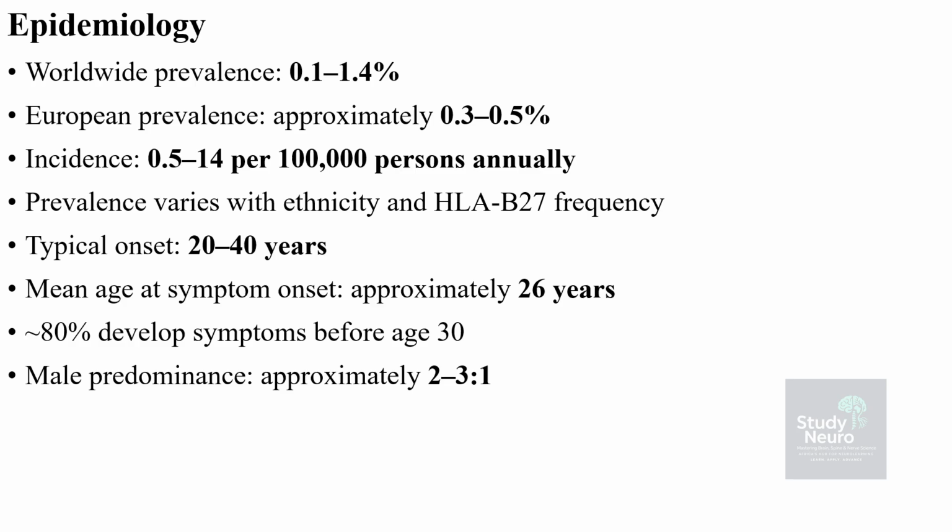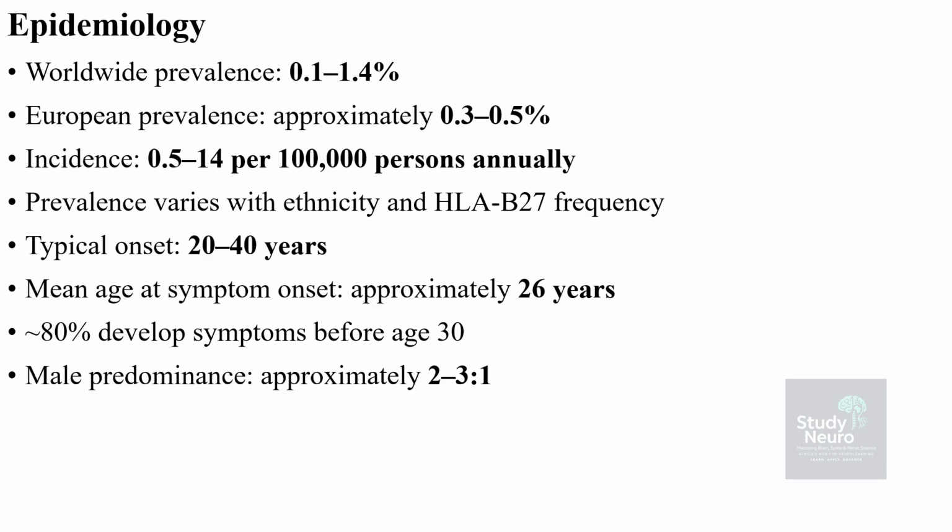The disease usually begins in early adulthood, with symptoms most often appearing between 20 and 40 years of age, and a mean onset of about 26 years. Most patients develop symptoms before the age of 30. Early onset is typical. Ankylosing spondylitis also shows a clear male predominance, affecting men about 2 to 3 times as often as women. Overall, these patterns highlight an important point. This is primarily a disease of young adults, with both genetic background and population factors influencing its distribution.